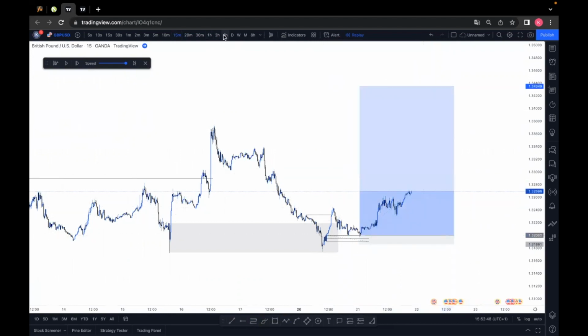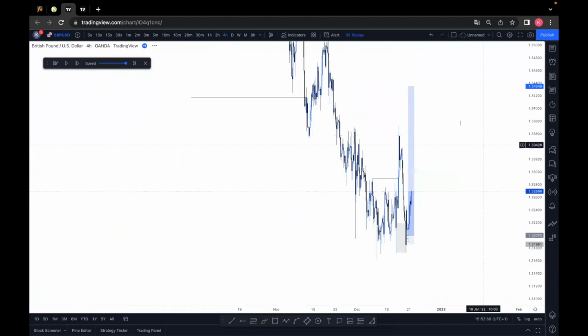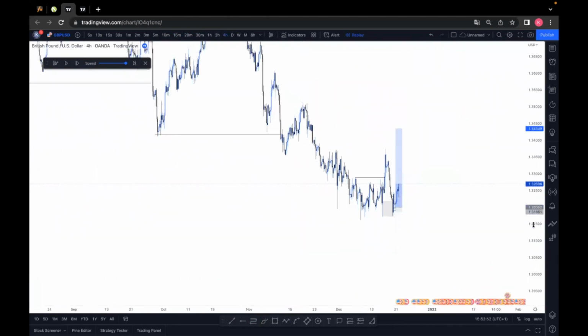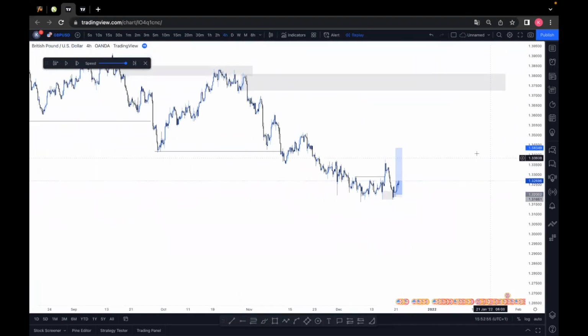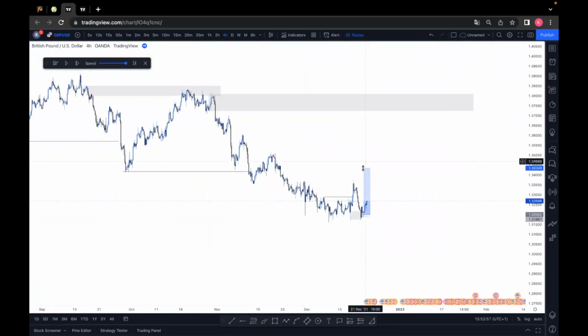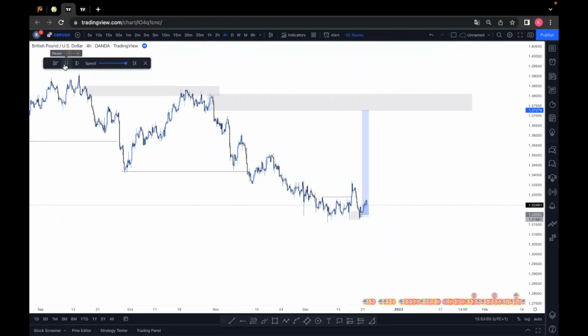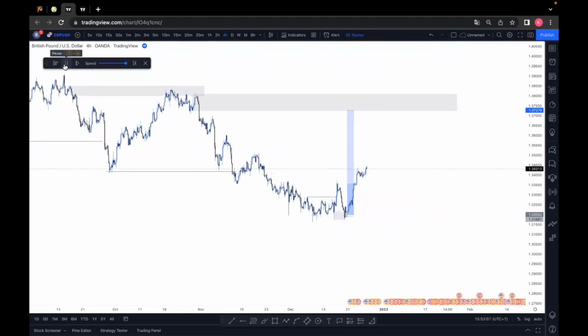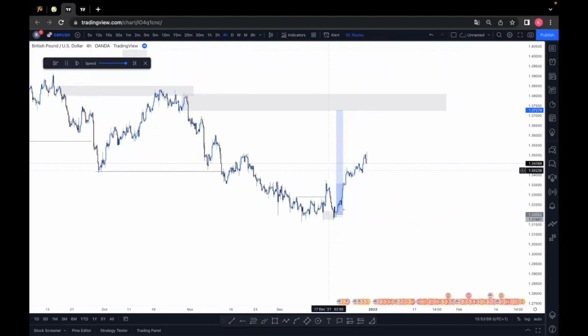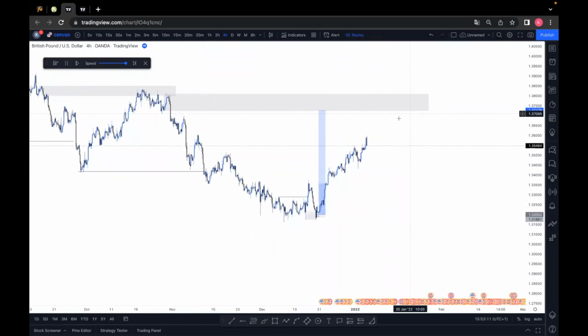Let me just go back to 4 hour so we can see the daily POI better. So we have our daily POI sitting above, so we can set a limit order, and we're targeting this POI, right? Because this is where we want to sell from. So if I play the replay, we can clearly see the price is pushing to the upside, right?